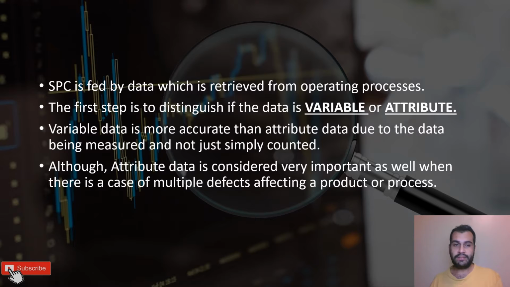As we know, variable data is way more accurate than attribute data due to it being measured and not just simply counted. If you're weighing a player to see how fit they are and how many calories they're taking in, then obviously you can see it by going to the gym and weighing them on the scale, getting their weight all the time. That is all variable data. But attribute data is also very important, where there's a case of multiple defects affecting a product or a process.